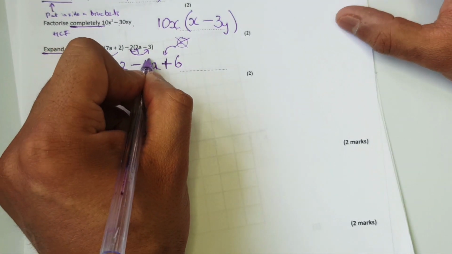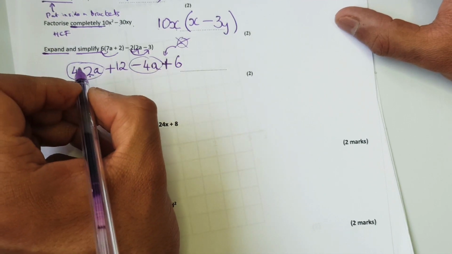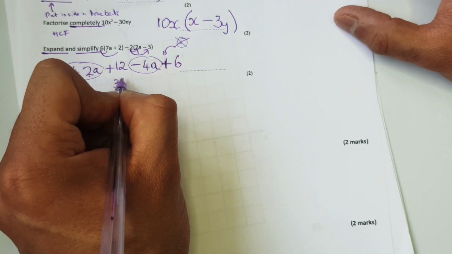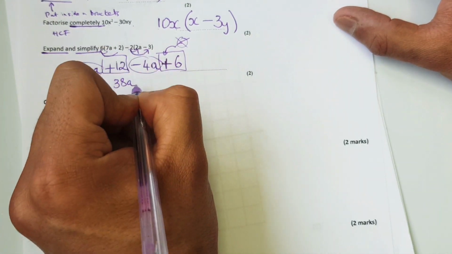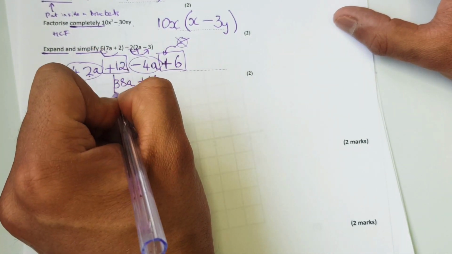42a, take away 4a. So when you work that out, you get 38a. 12 add 6 is going to be positive 18. That's your final answer.